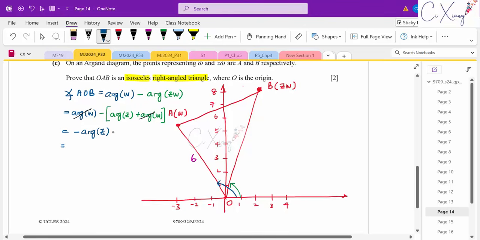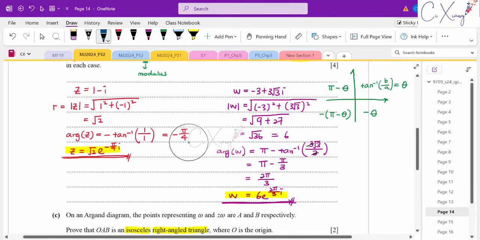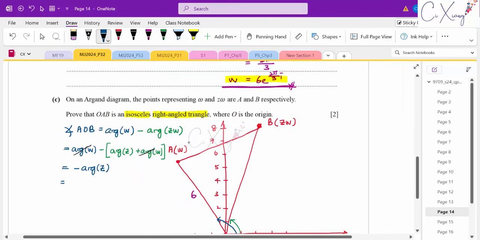Okay, so what is the negative argument Z? Argument Z, we also get the argument, the angle of the Z just now, right? The argument of Z just now, which is negative pi over 4. So substitute negative pi over 4, your answer from part B, and therefore you have pi over 4 here.